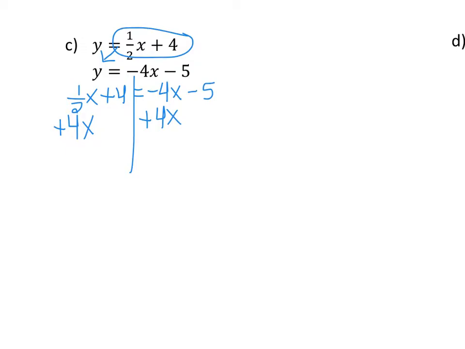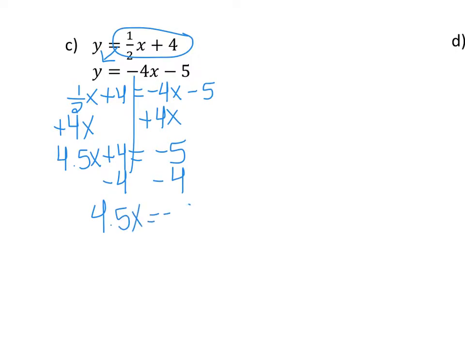4x plus 1/2 x is 4.5x. I'm going to convert that to a decimal to make life a little simpler. So 4.5x plus 4 equals -5. Subtract 4. 4.5x equals -9. Divide by 4.5. We get x equals -2.